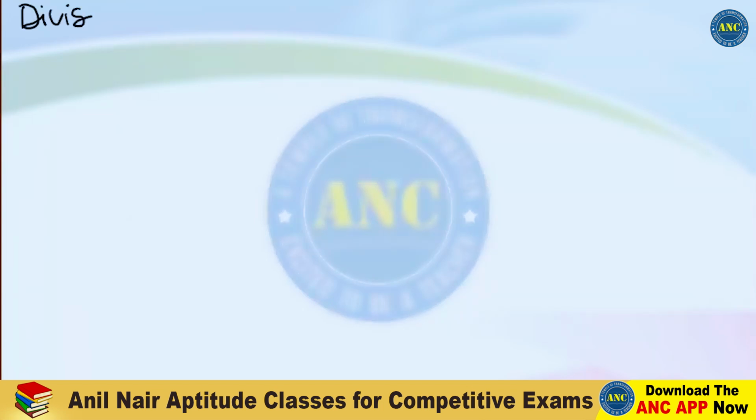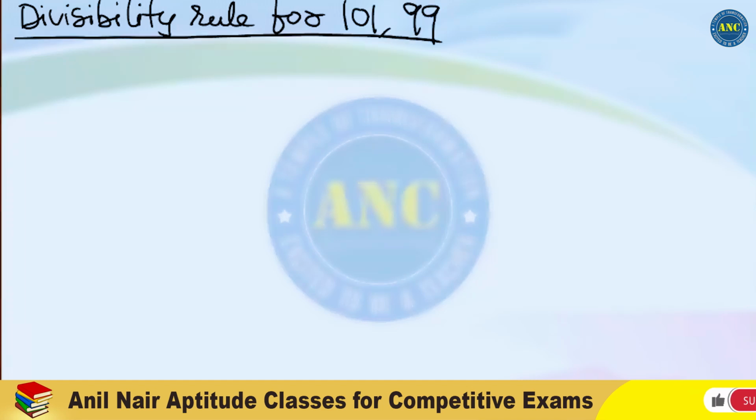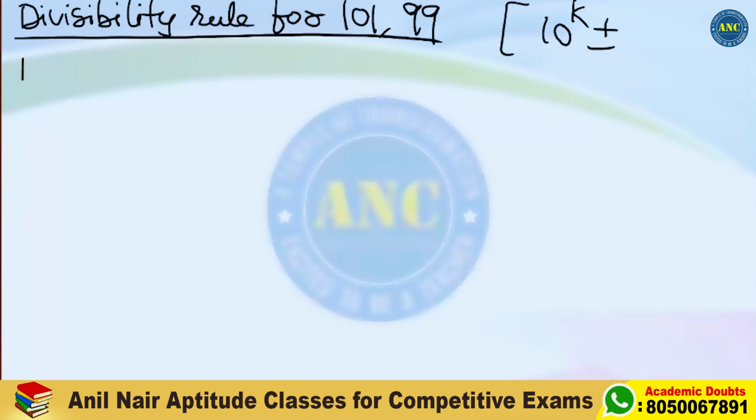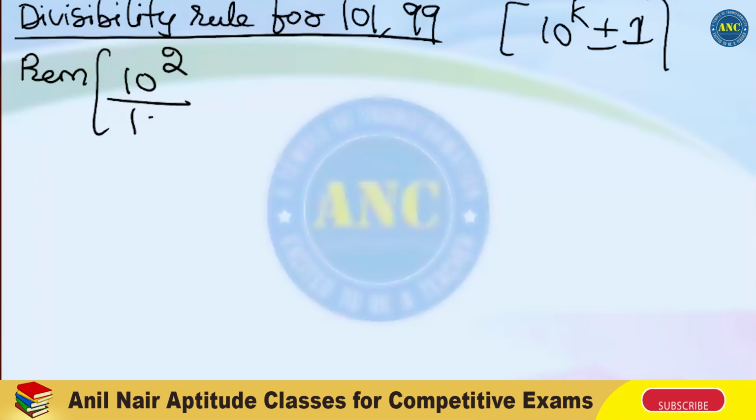Divisibility rule for 101, 99. Another beautiful concept, sir. We are trying to find out for the numbers which are of the form 10 power k plus or minus 1. 101, which is nothing but 10 square divided by 101. 101 is closer to 100. So I took 10 square.